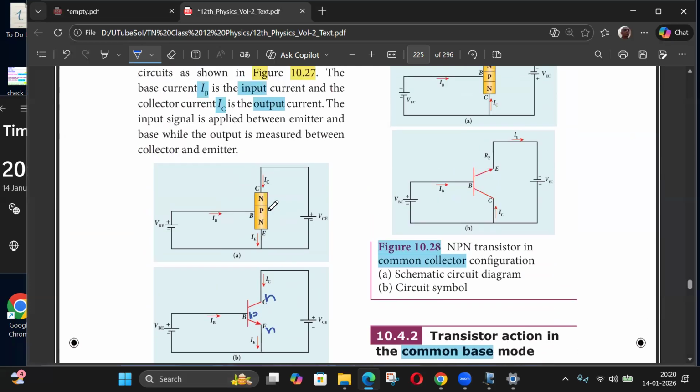So this is forward biased, and this is the emitter.